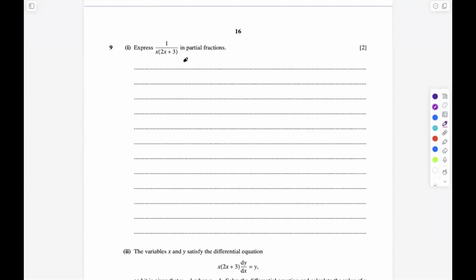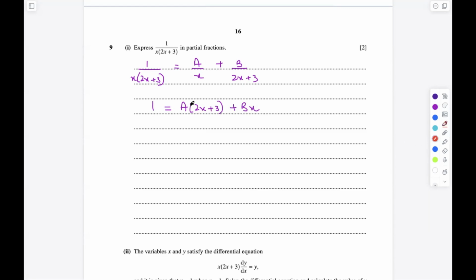In question 9, part 1, we have to first express 1 upon x(2x plus 3) in partial fractions. To express this into partial fractions, we'll first write it as a upon x plus b upon 2x plus 3. Now taking the LCM, a will multiply by 2x plus 3 and b will multiply by x, and it is equal to the numerator on the left hand side, which is equal to 1.